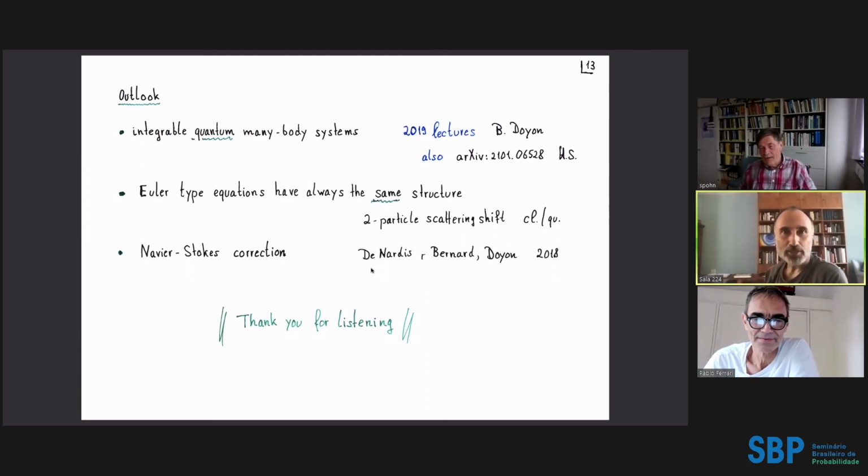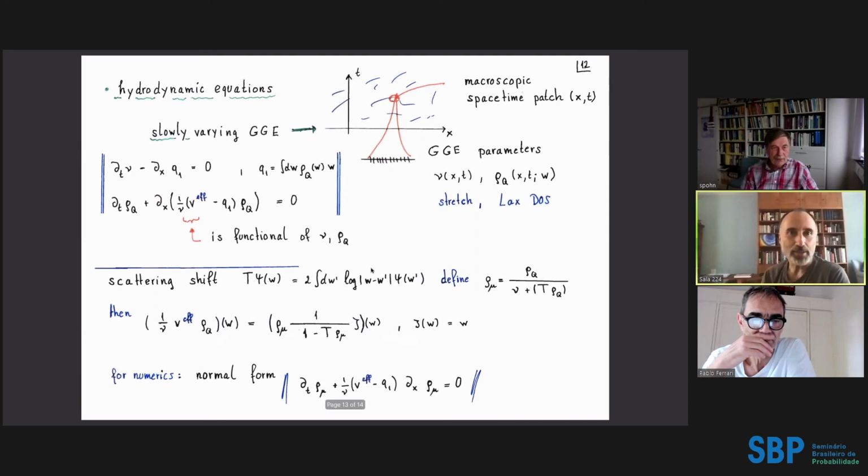So maybe I can start with one. If you go back one slide, Herbert, can I understand this scattering shift as an equation of state? In your model, you're expressing your current in terms of these densities.